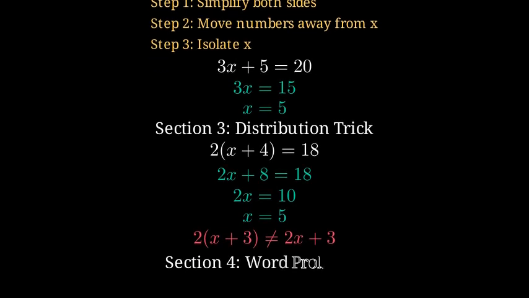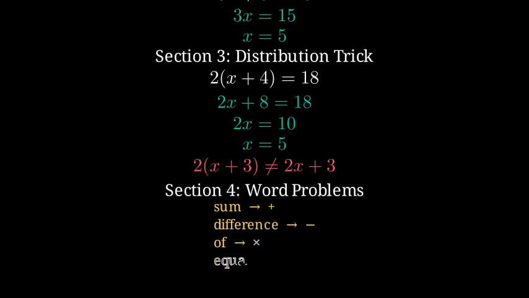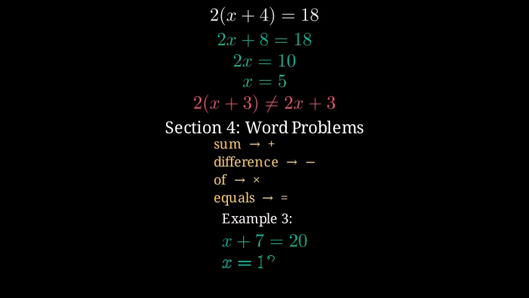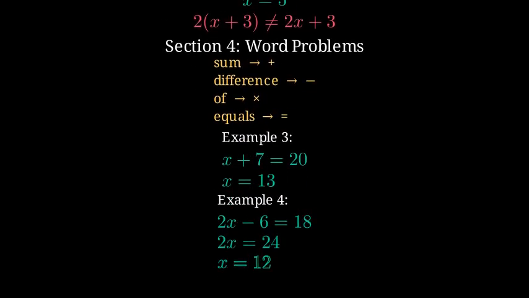Section 4. Word problems. Here are key translations. The word sum means plus. Difference means minus. The word of means multiply. Equals means equals. Example 3. A number increased by 7 equals 20. Let x be the number. Then x plus 7 equals 20 and x equals 13.